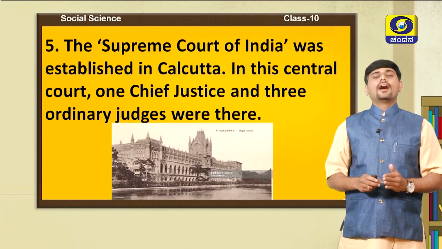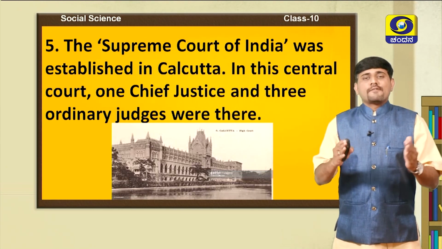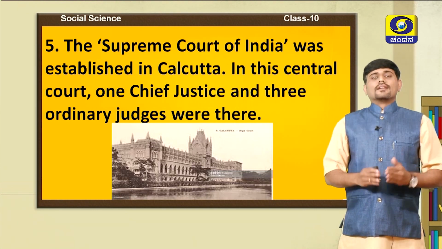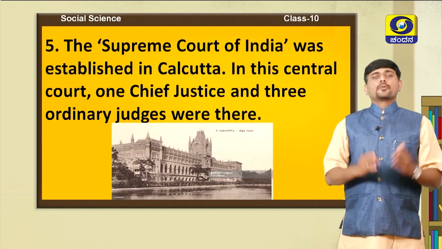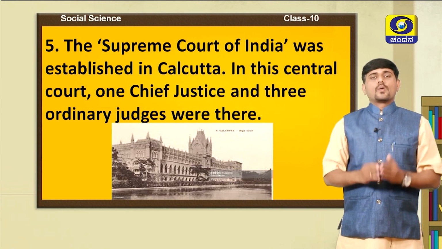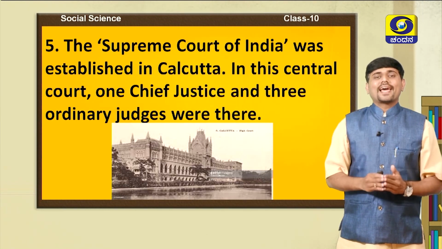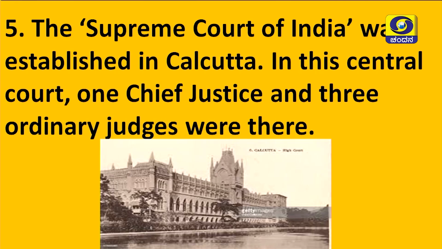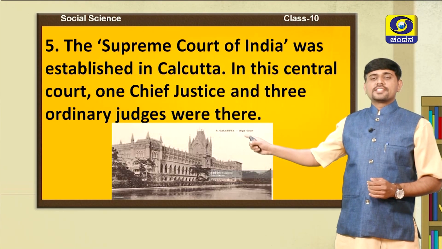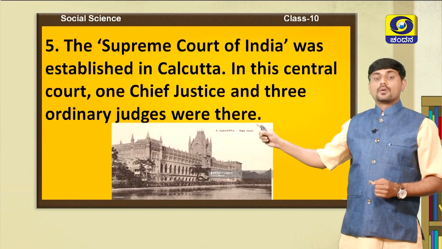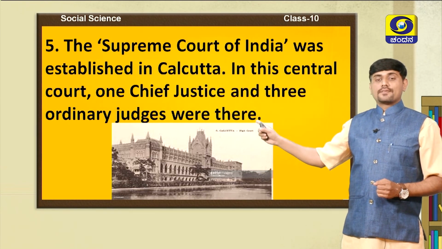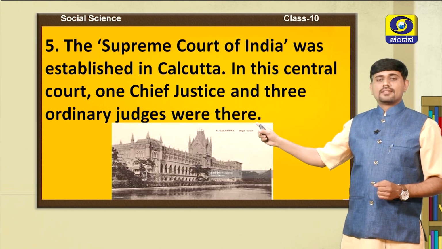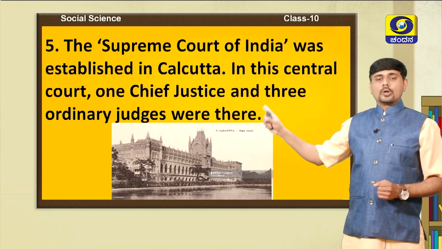Another most important feature of the Regulating Act, children: the Supreme Court of Judicature was introduced for the first time in Calcutta according to the Regulating Act. In this Supreme Court, there was 1 Chief Justice and 3 ordinary judges. Dear children, you can see the Supreme Court, which was started according to the Regulating Act for the first time in Calcutta. Today, it is the High Court of Calcutta.